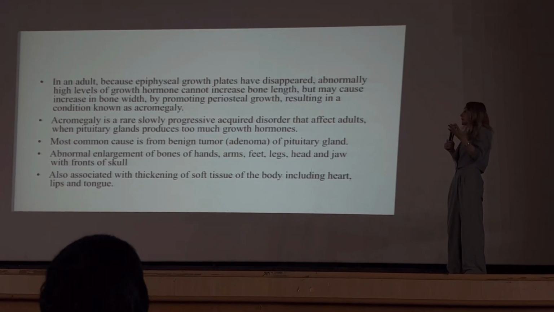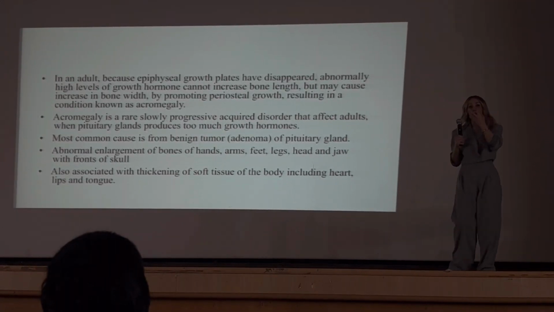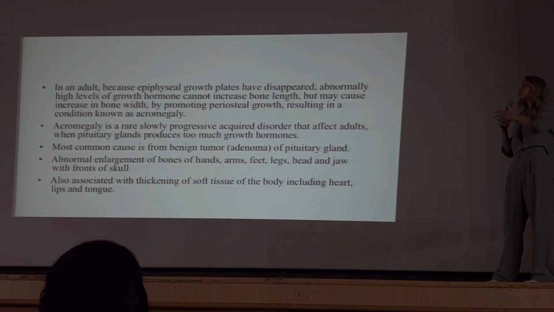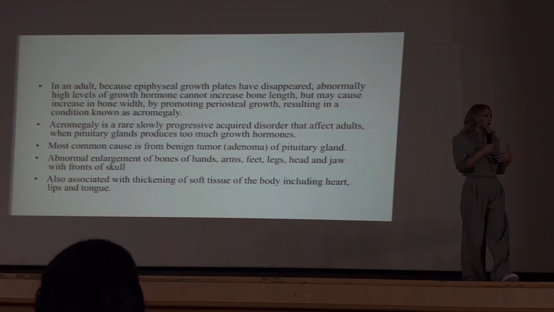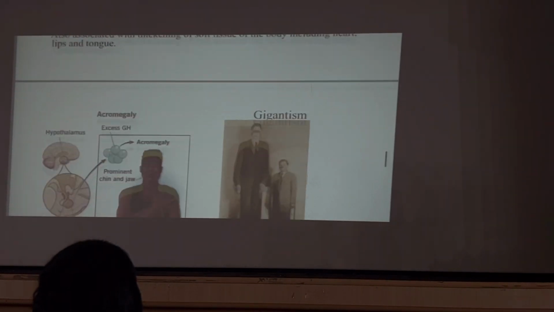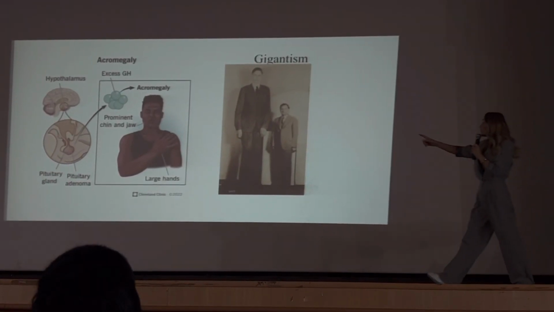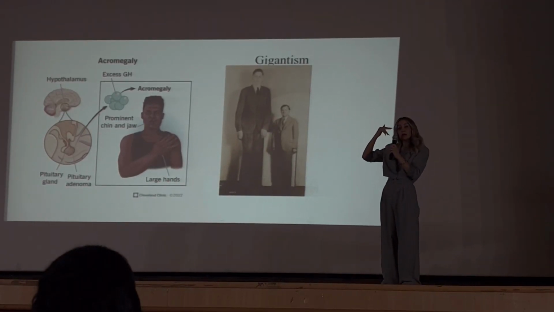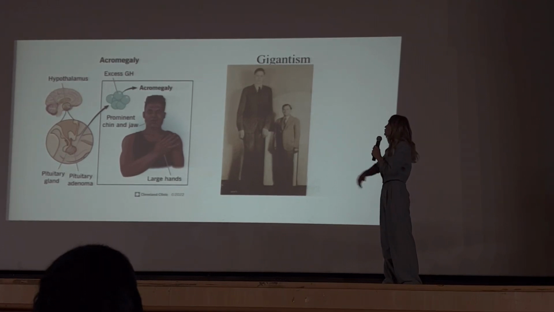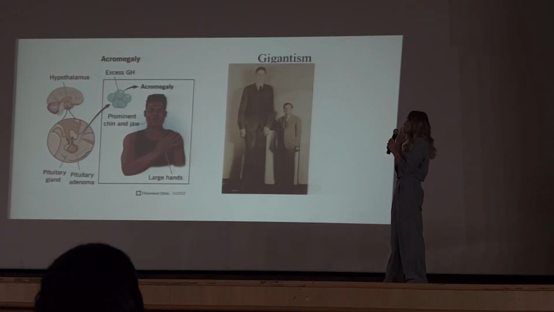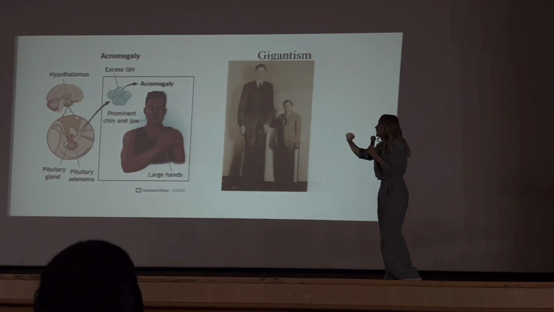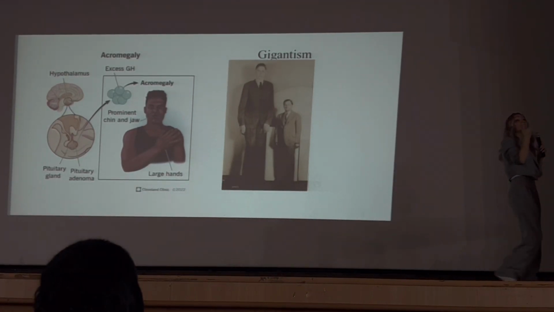We find this associated with thickening of the soft tissue, and even problems with the heart and internal organs. So this is a case of acromegaly, where the most common cause is pituitary adenoma secreting growth hormone, leading to acromegaly and a large skull. A case of gigantism is excess growth hormone before puberty.